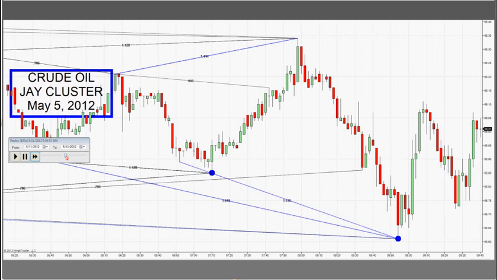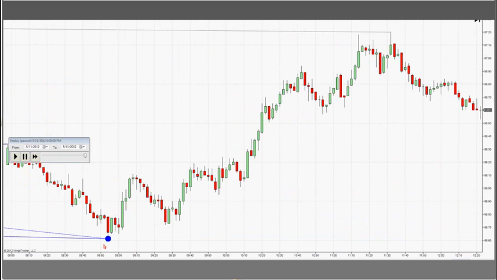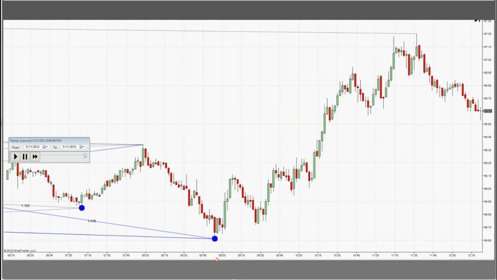If you look at it, it went all the way up. If you look from the buy signal, look at that, guys. It went from 95.60 all the way to 97.20. Look how pretty that is.